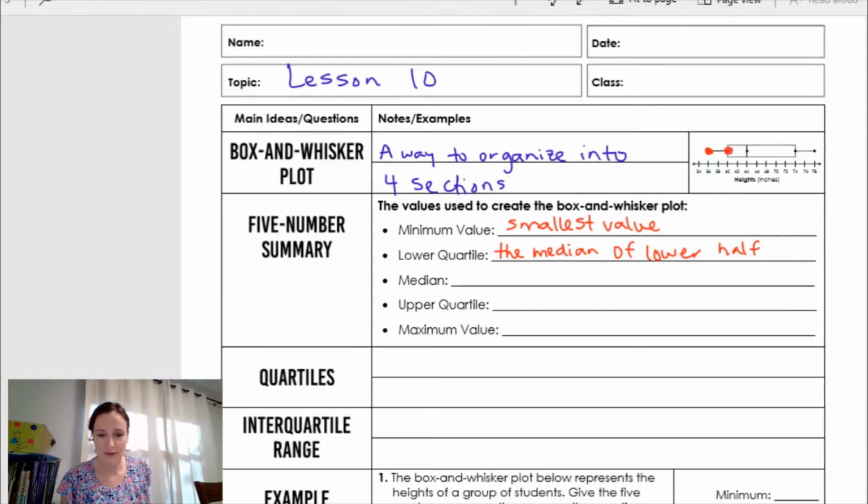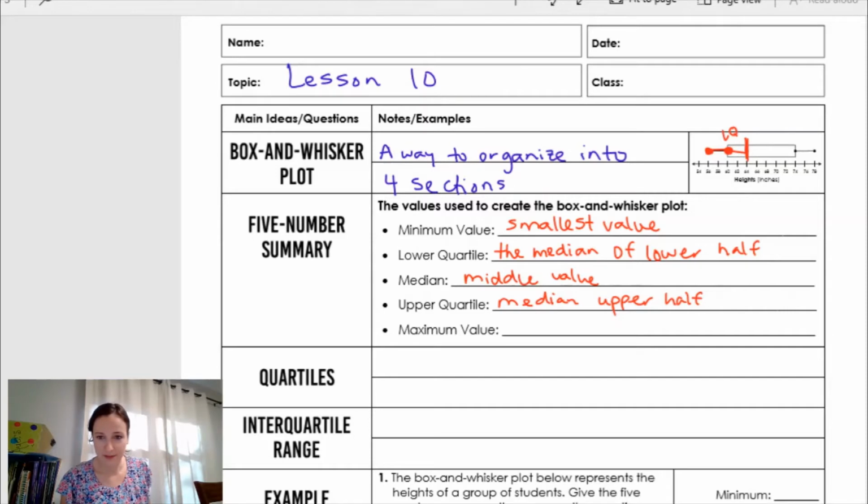Notice here that this line leads us to our next definition, the median. This is the halfway part, the middle value. We discussed earlier this chapter what the median is. So the lower quartile is halfway between the smallest and the median. So this is called the lower quartile here. And then I have an upper quartile, which is the median of the upper half.